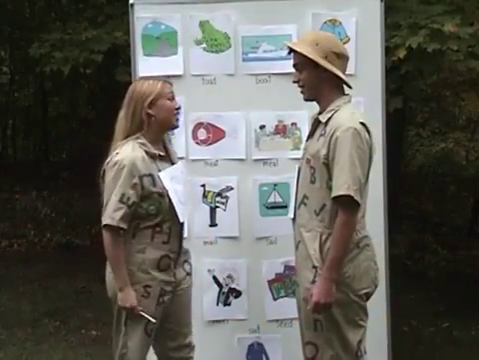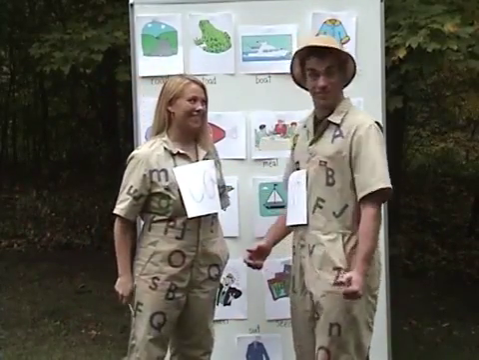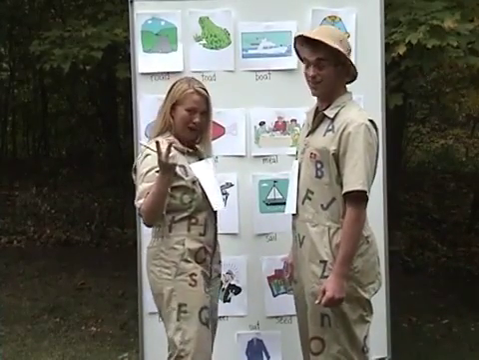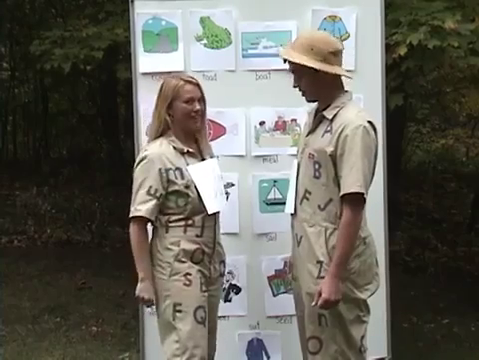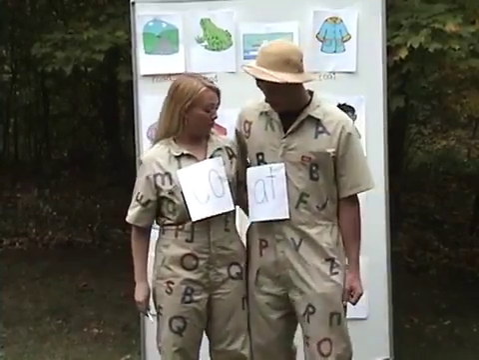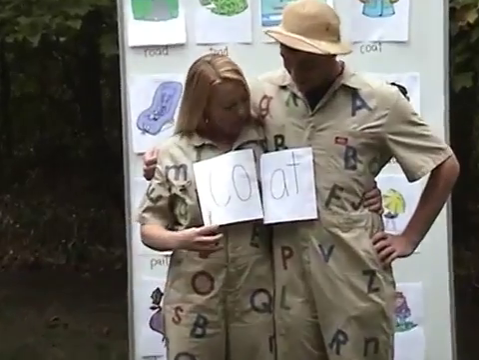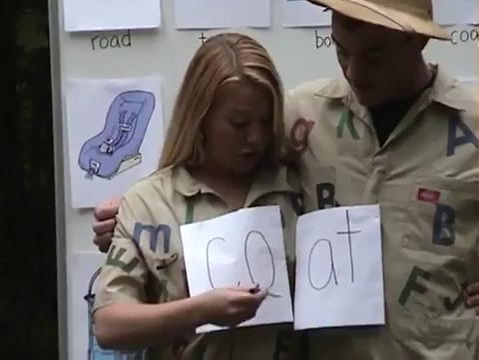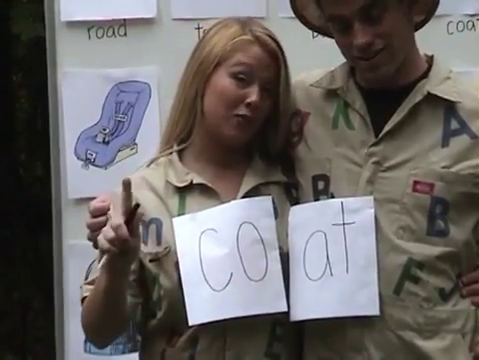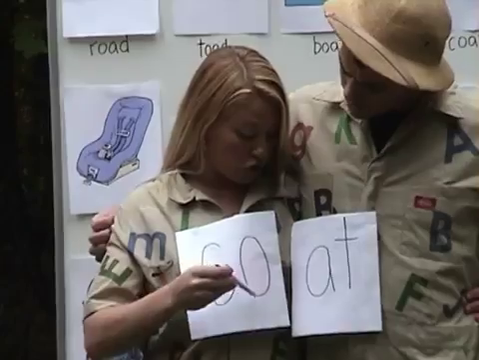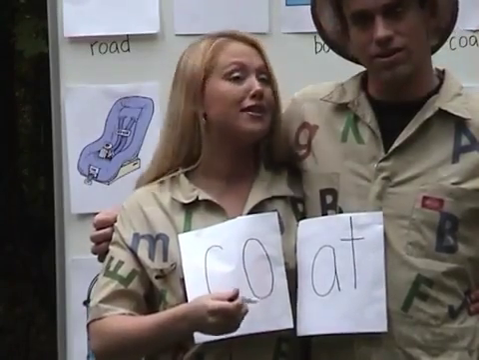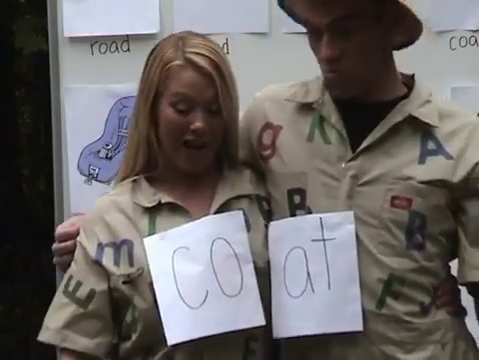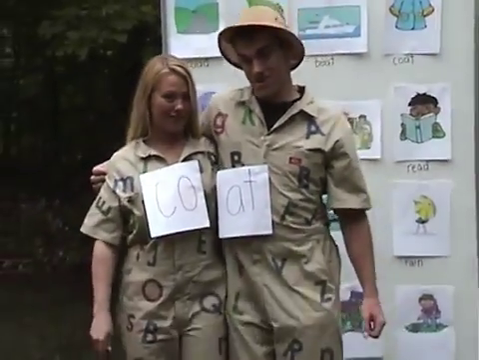Okay, Andrew, I'm going to teach you our next vowel rule. Are you excited? Let's do it. Okay. Now this one is called when two vowels go walking, the first one does the talking. So let's show the rule like this. Here, together, we're spelling the word coat. Now, as I said, when two vowels go walking, the first one does the talking. That means when there's two vowels next to each other, the first one's going to make the sound, and the second one's going to be silent.